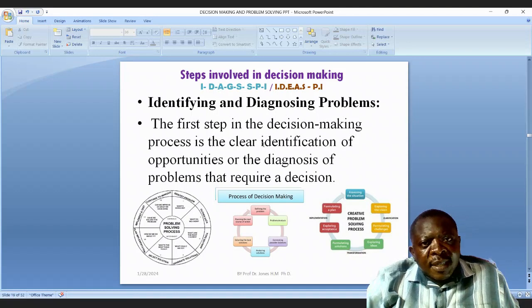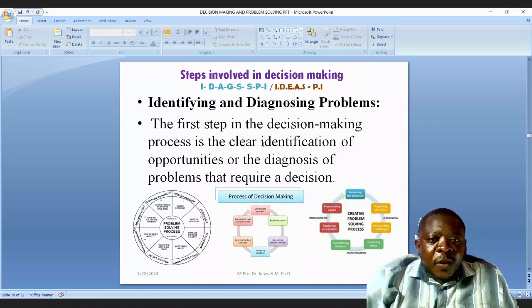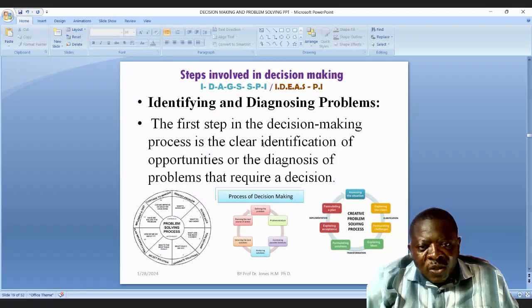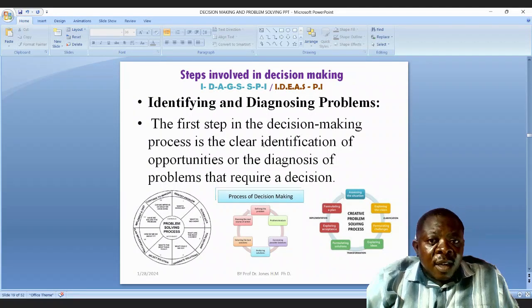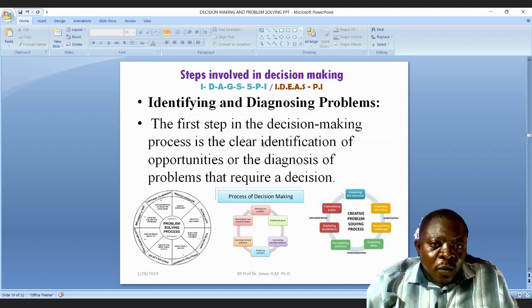So what are some of the steps that are involved in decision making? When you have a problem, you need to come up with a decision. So we are looking at steps that are similar to problem solving. We are looking at the process of decision making, which is similar to the problem solving process. Similar steps in problem solving and in the process of decision making.